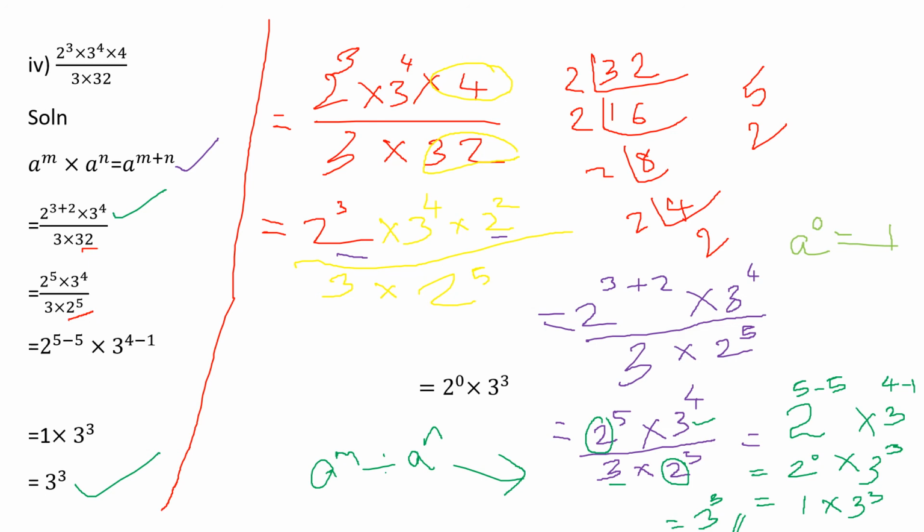Is it clear now? So here we are using three formulas. One formula, A power m into A power n. And second formula, A power m divided by A power n. And third formula, A power 0 is equal to 1. So these are the three formulas we are using in this problem. Is it clear, children? So please learn the formulas. It is very important. If you know the formulas, it is very easy.